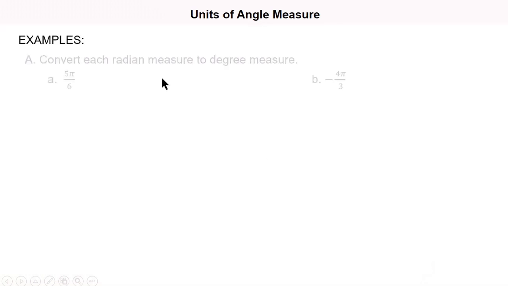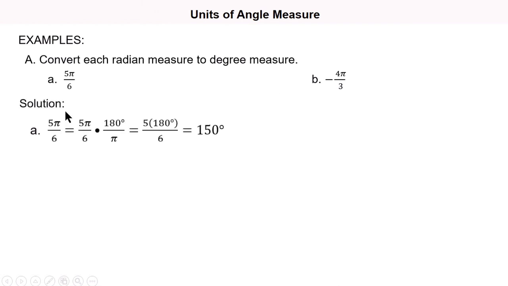Examples. Convert each radian measure to degree measure. Letter A. Since the given value is in radian measure, we multiply 5 pi over 6 by 180 degrees over pi and simplify. 5 times 180 degrees over 6. 5 times 180 is 900 degrees. Divided by 6 is 150 degrees.